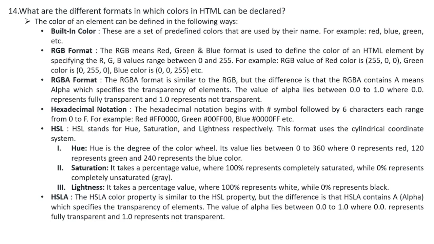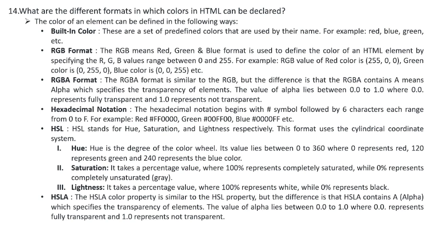For example, RGB value of red color is 255, 0, 0, green color is 0, 255, 0, blue color is 0, 0, 255, etc. RGBA format. The RGBA format is similar to the RGB, but the difference is that the RGBA contains A means alpha, which specifies the transparency of elements. The value of alpha lies between 0.0 to 1.0, where 0.0 represents fully transparent and 1.0 represents not transparent.